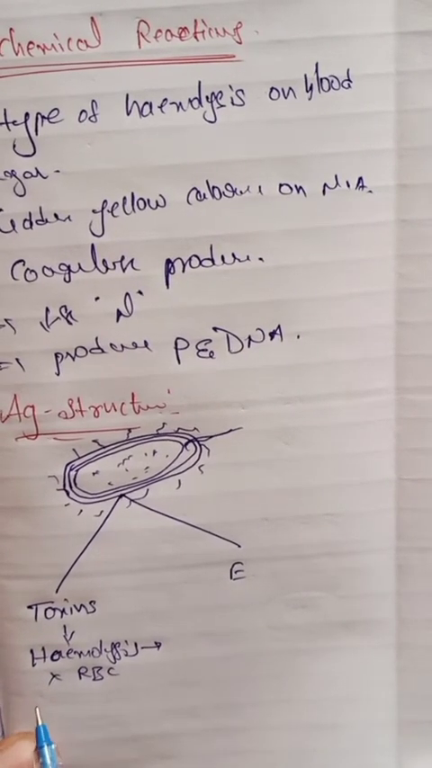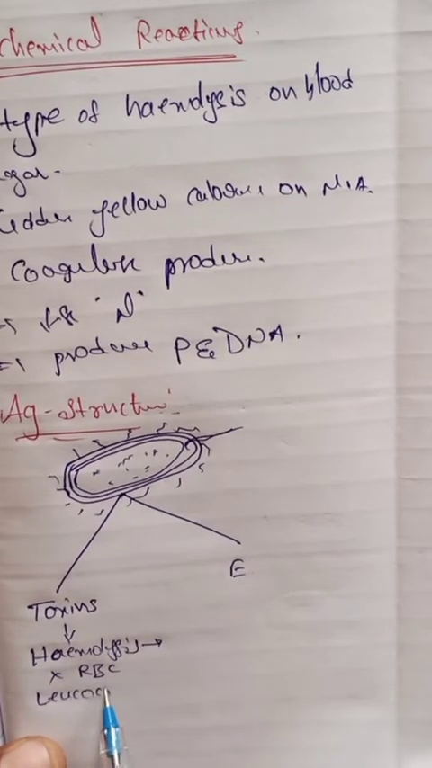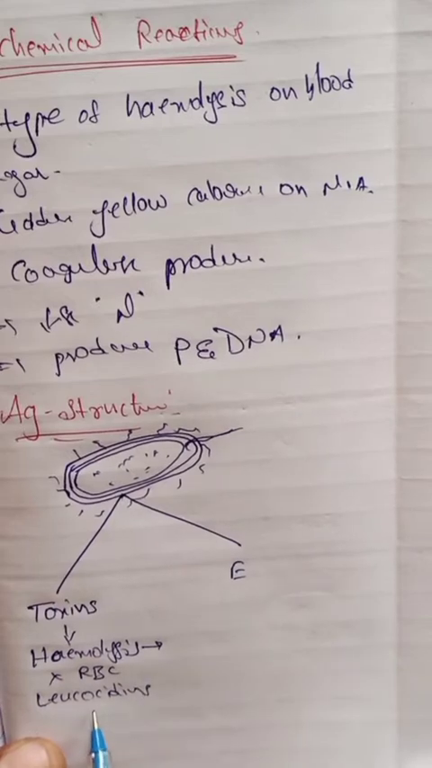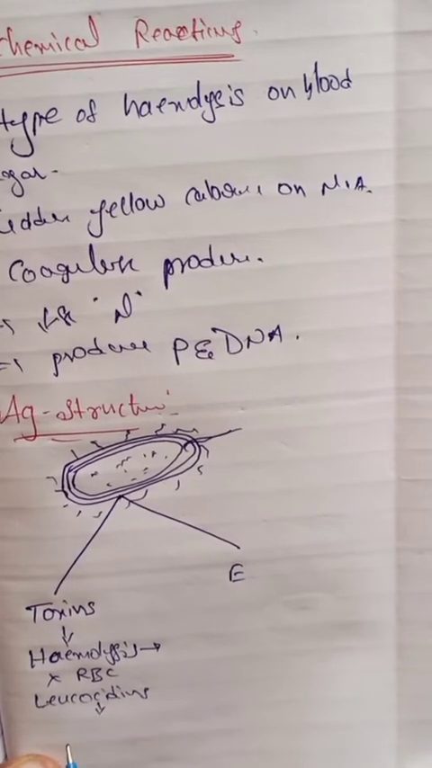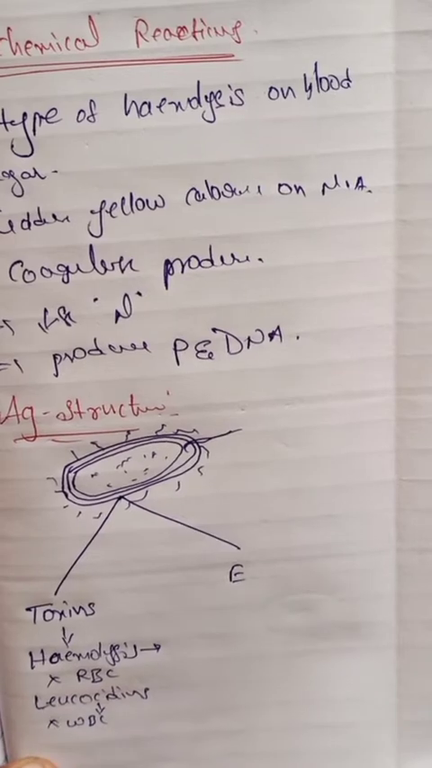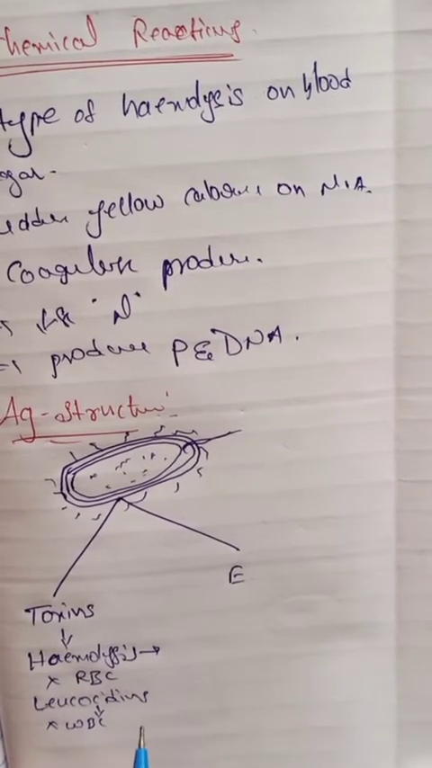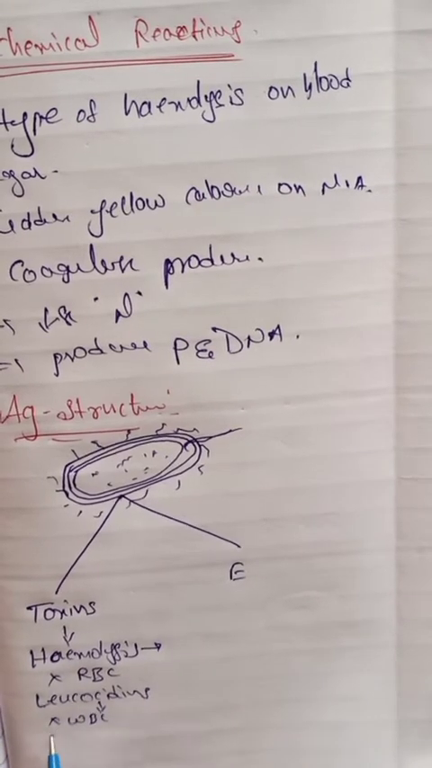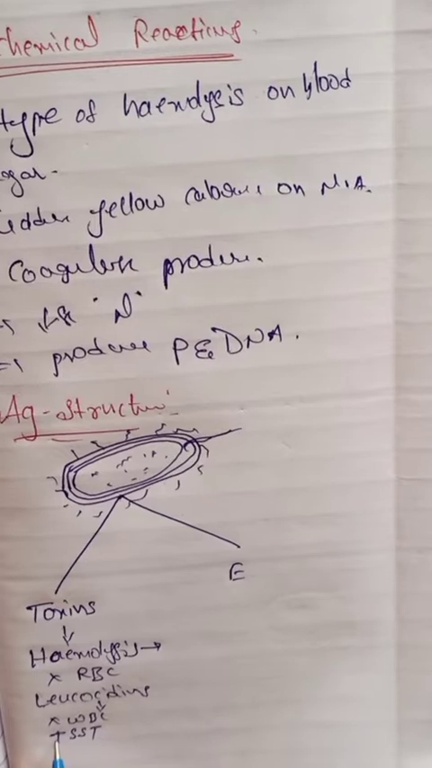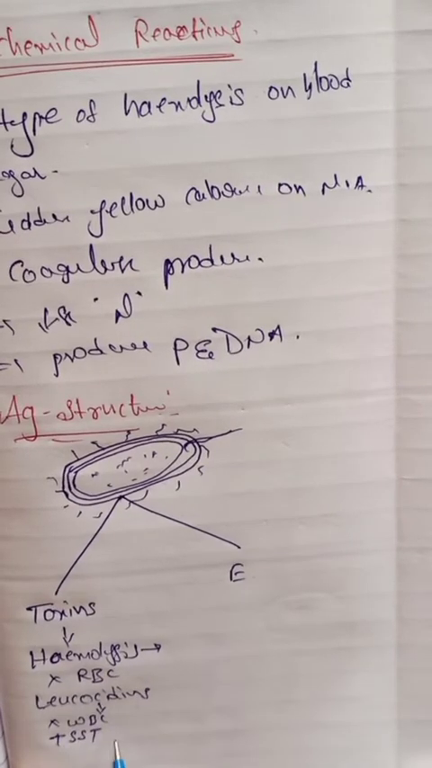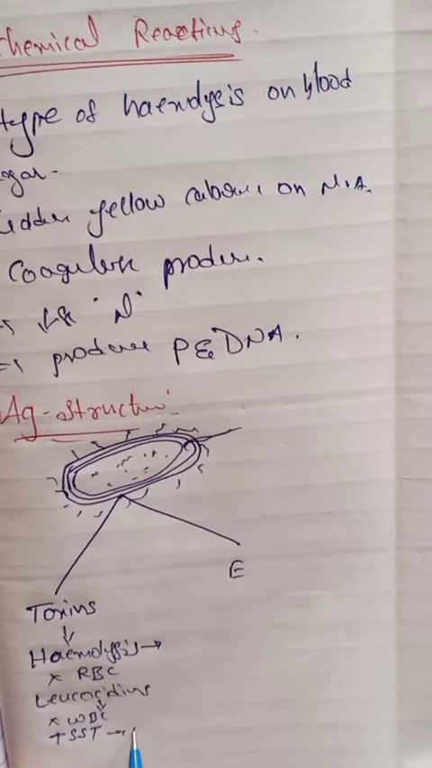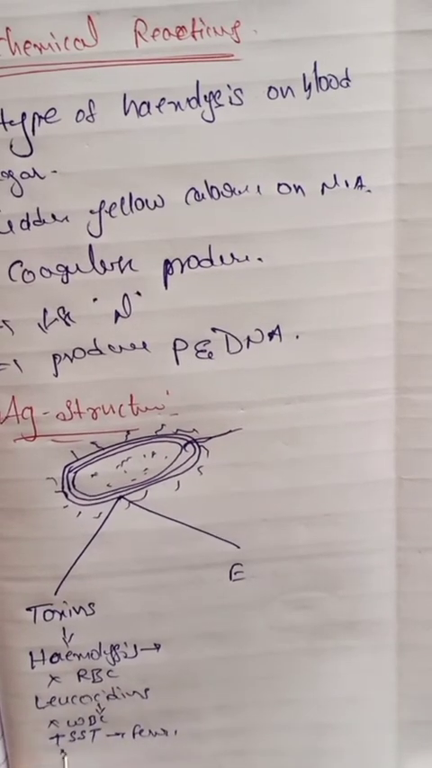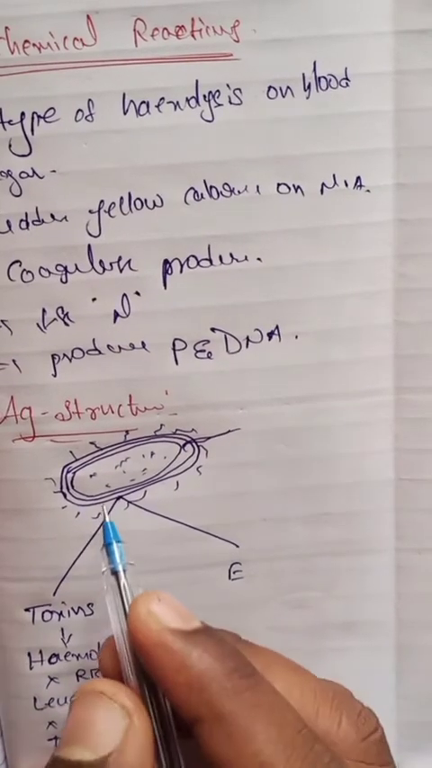And the next one, it produces leukocidins. The leukocidins destroy the WBC. And the next one is toxic shock syndrome toxin, TSST. It causes fever, skin rashes, and so on. These types of toxins are produced by the staphylococci.